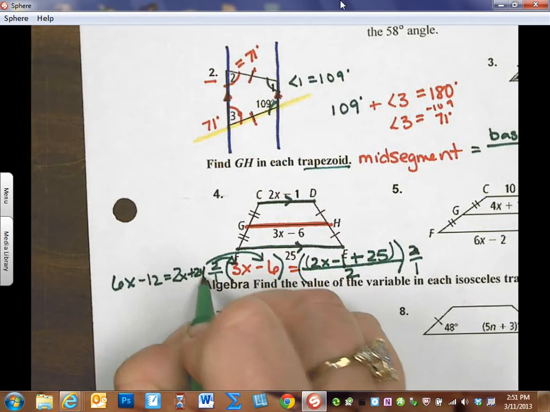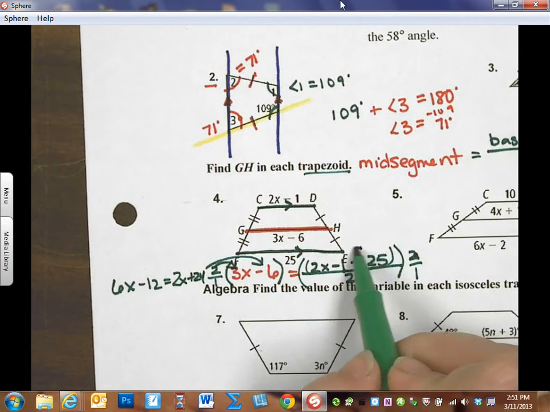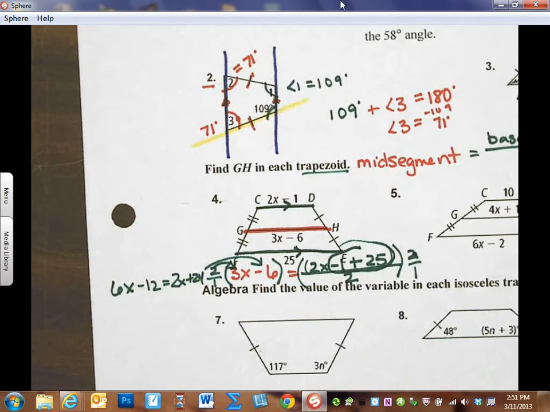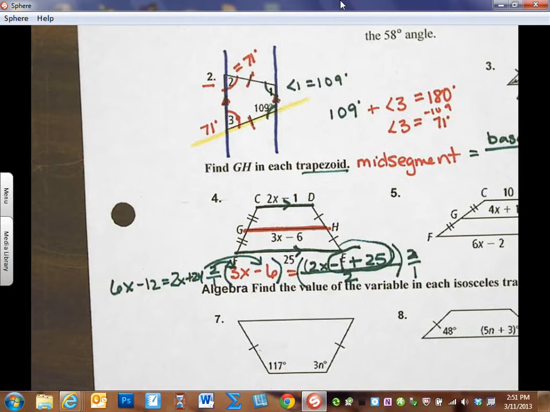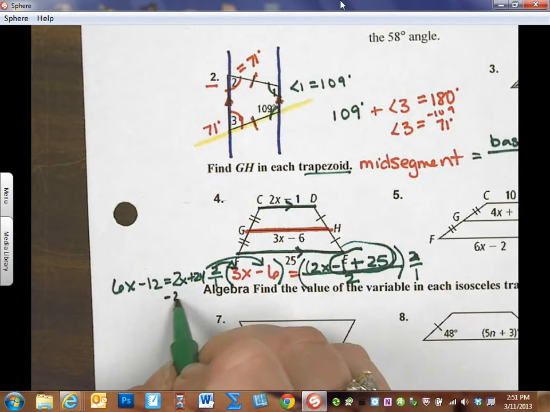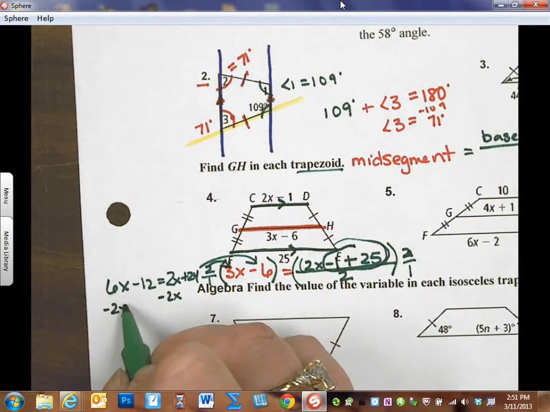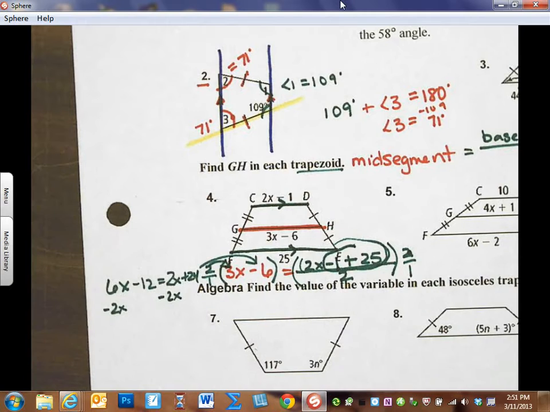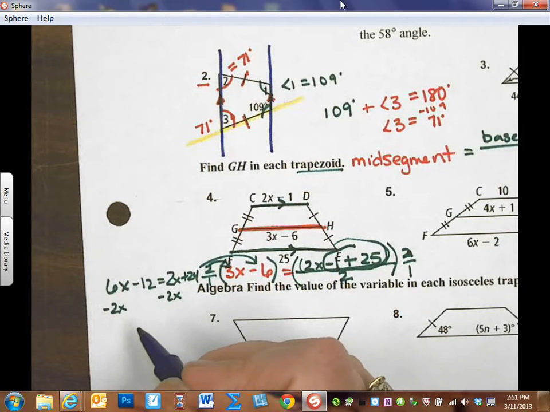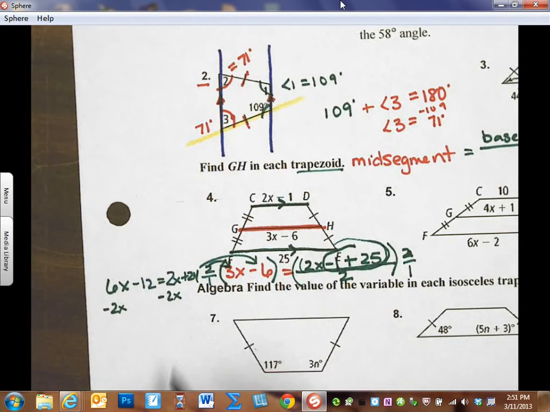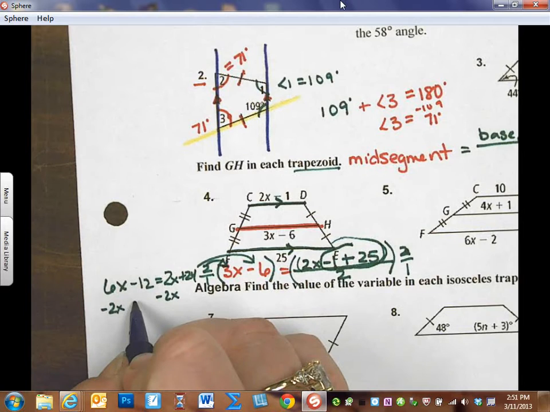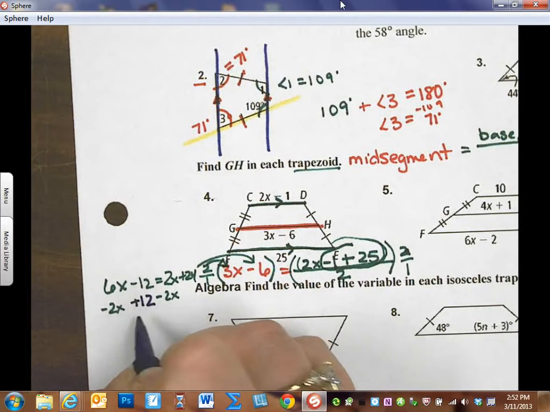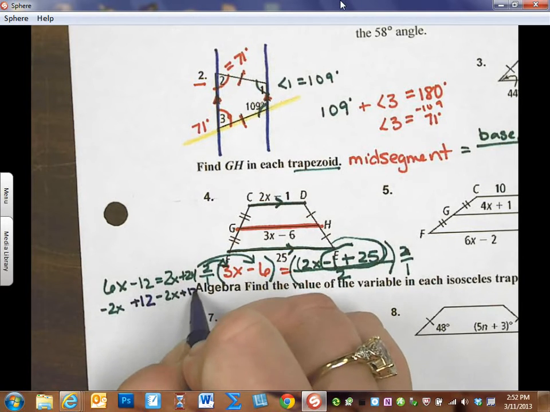Is everybody okay with me combining these two things in this step too? I think that you guys can all handle that. I want to get x by itself, so I'm going to subtract 2x on both sides. If I were really being fastidious, I would add those up and do another line, but I'm kind of short on space. So my other step is going to be add 12 to both sides.